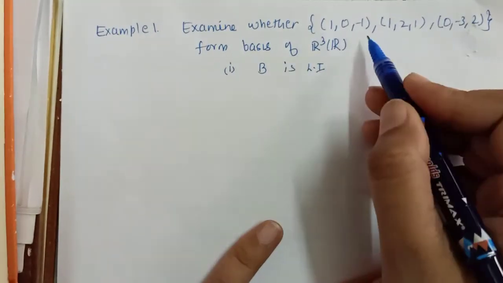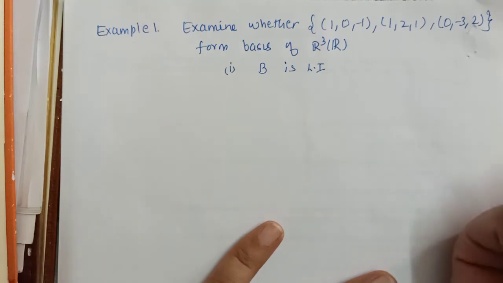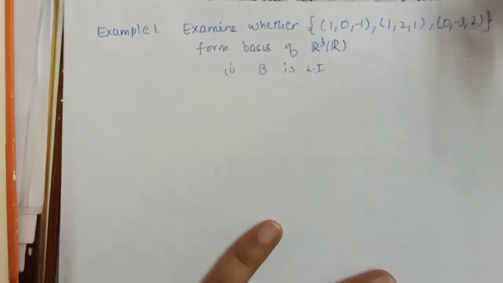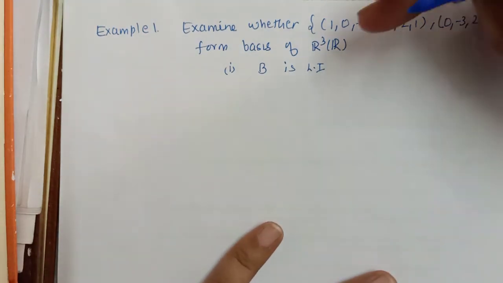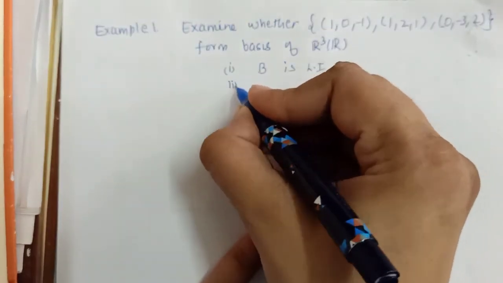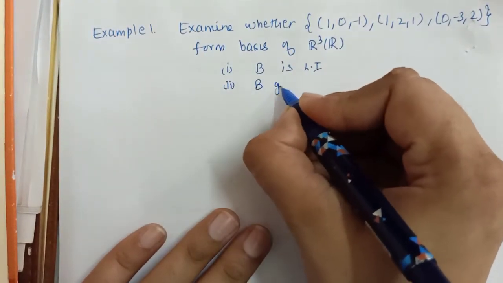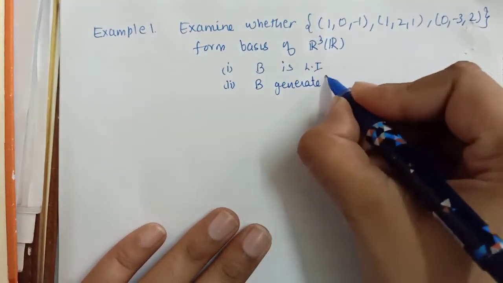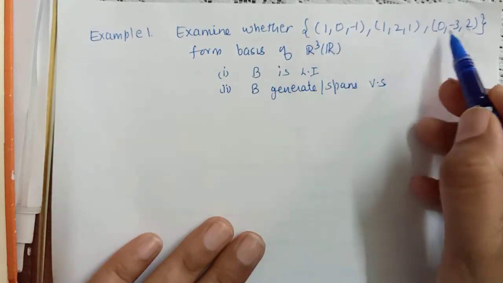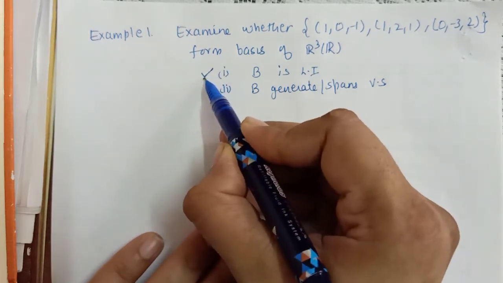But if these are less than, these cannot be greater, again and again I am telling you, these cannot be greater than the dimension, because if the number of vectors is greater than the dimension of the vector space, then your set will become linearly dependent. So these will be either equal or less than. And if these are less, then you have to check the second part also, that B generates or B spans the vector space. So in our case we are given only 3 elements, so we will check just this part.